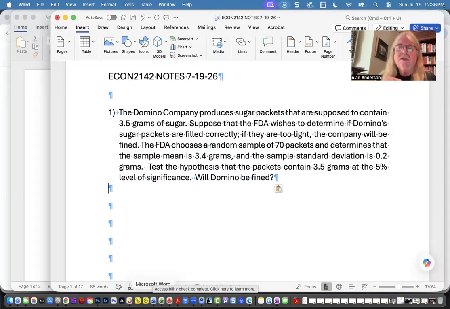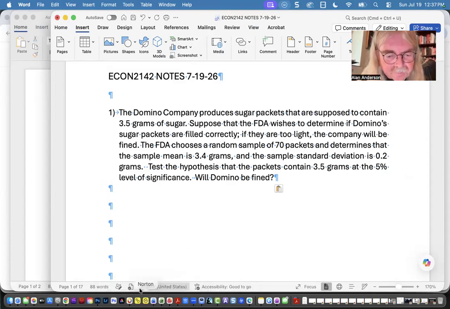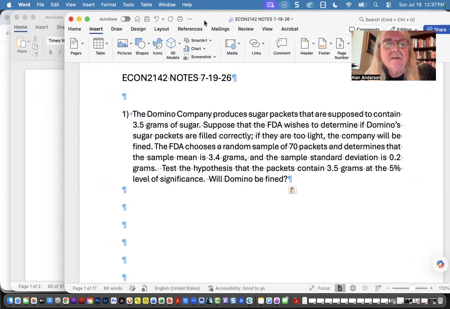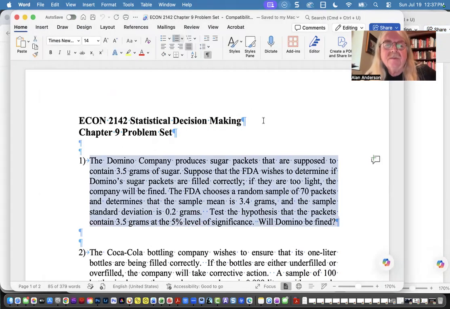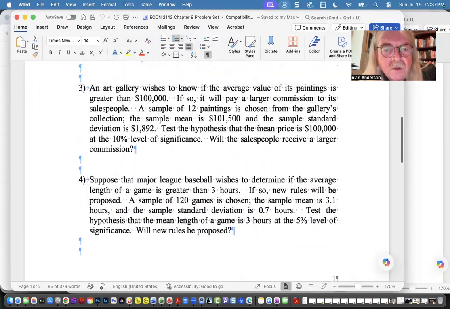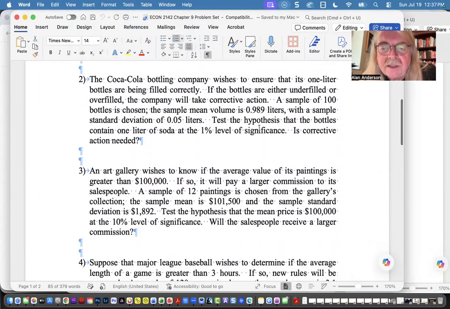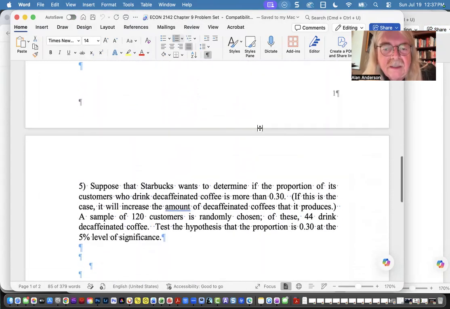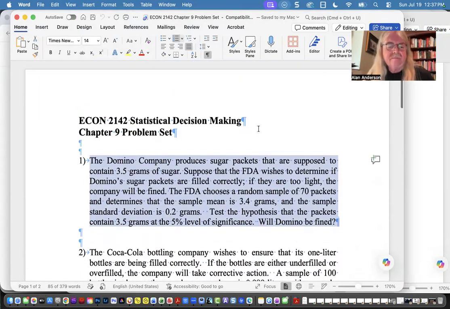Okay. So, of course, in chapter 9, we only focused on one population at a time. We looked at the population mean and the population proportion. So, what I've done here is I've taken the chapter 9 problem set and I've copied the first question. Here it is. Okay, so this one has five questions. The first four are based on the mean, and the last one is the proportion. Okay, so let's take a look at how this works.